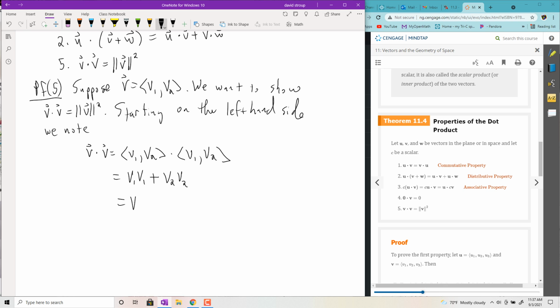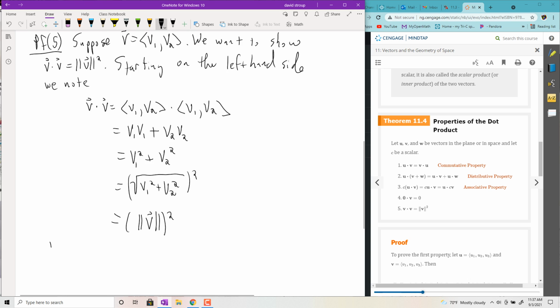We could, of course, rewrite that as v1 squared plus v2 squared. And then that's the same as the square root squared of v1 squared plus v2 squared. That's just basic algebra. And then we could do a substitution with the magnitude, right? So the square root of v1 squared plus v2 squared is just the magnitude of v. And then we got to the right side of the equation that we were trying to show. Okay.